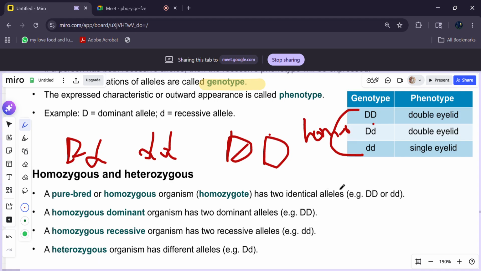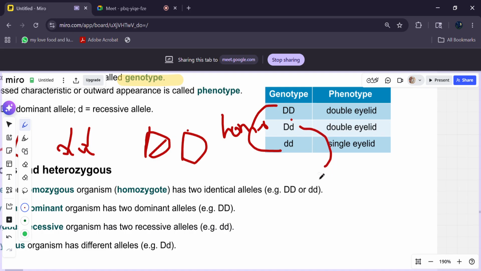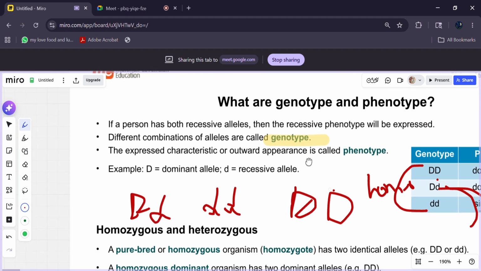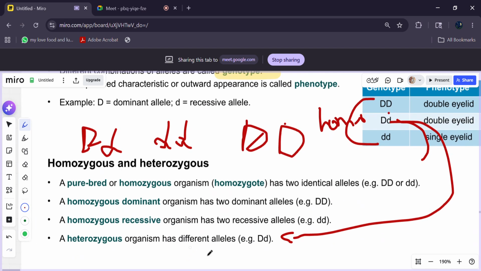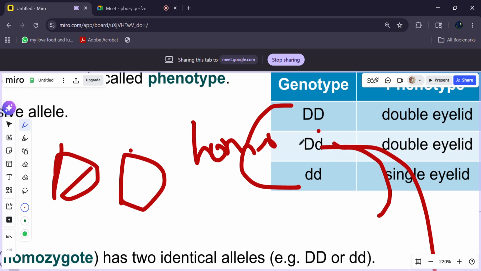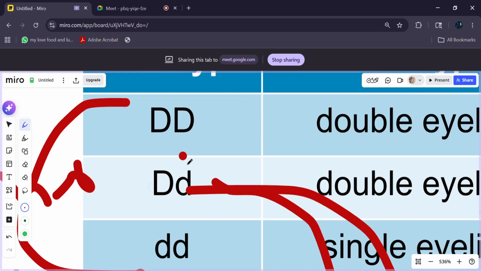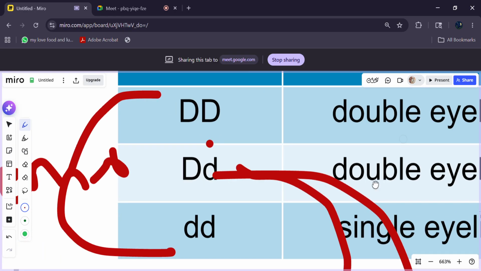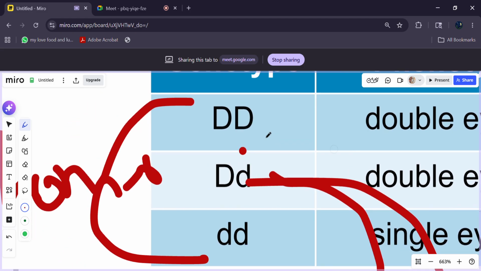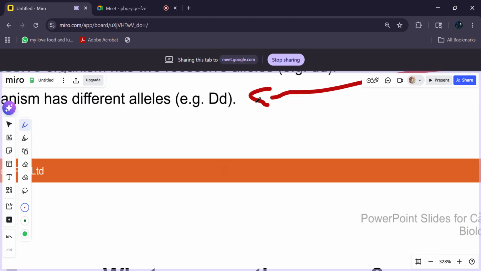A heterozygous organism has different alleles. That means this uppercase D and lowercase d is hetero, which means there are two different alleles. The heterozygous organism is also dominant, because the dominant double eyelid allele is present in the genotype. So that means the person gets a double eyelid. However, for the homozygous genotypes, one is dominant while the other is recessive. So let's move on now that we understand this.